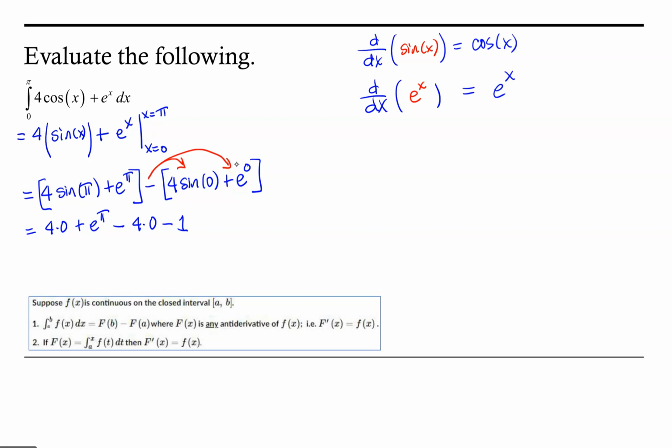So 4 times 0 here and here are both 0, so we end up with e to the pi minus 1 being the value of that definite integral.